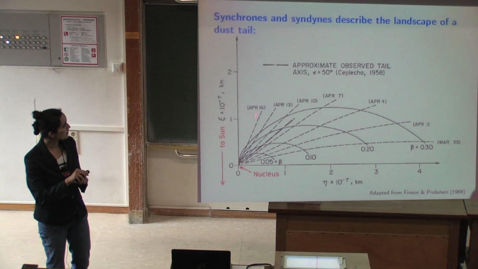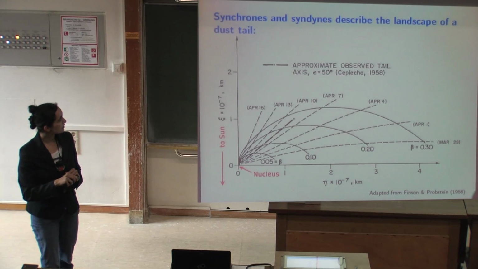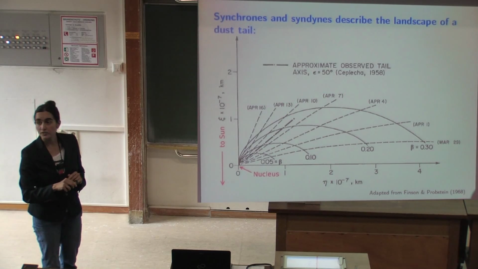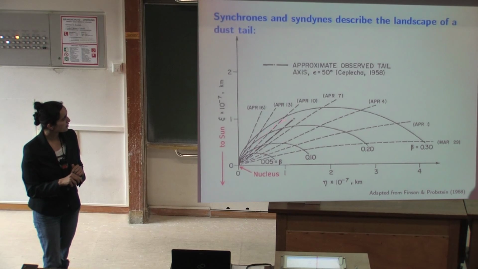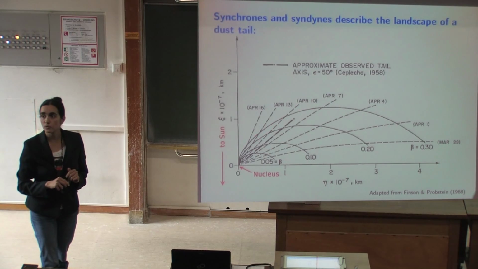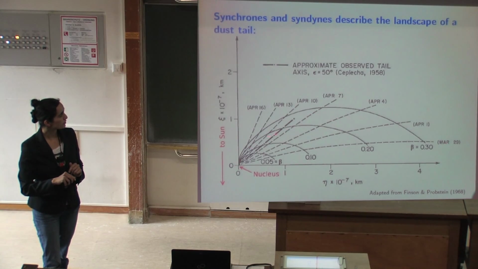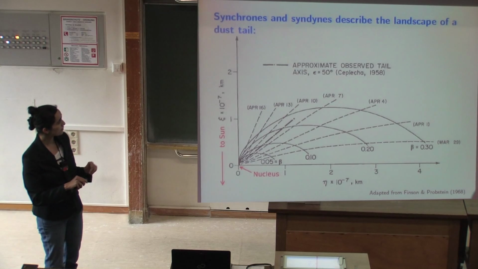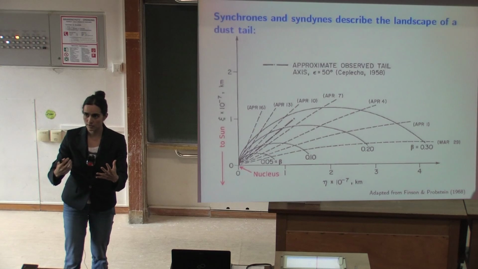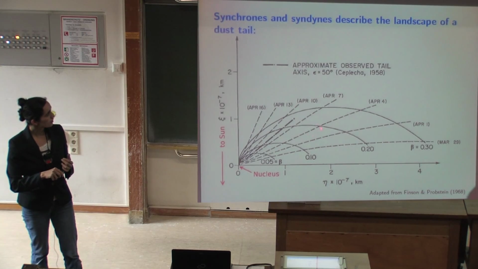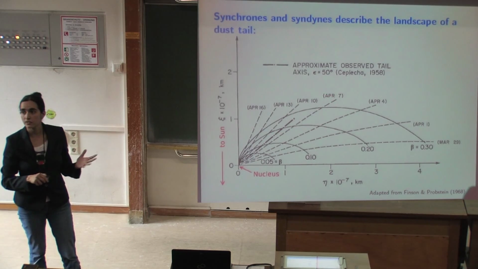And you find that they lie in more or less straight lines, and we call these lines synchrones. This is why all these straight lines are marked by dates. And we can do the same for particles of the same size, but ejected at different times. And we call these lines syndynes. And these are usually curved. So synchrones and syndynes form a grid on the sky. And you know, if you have dust, for instance, here, you know it was ejected between April 10th and April 7th.